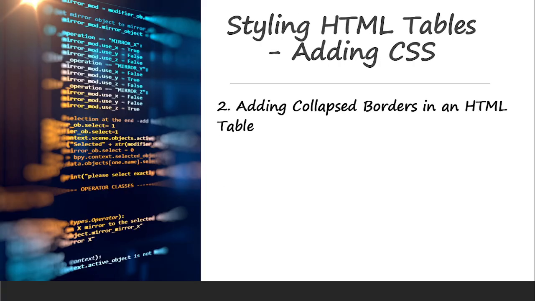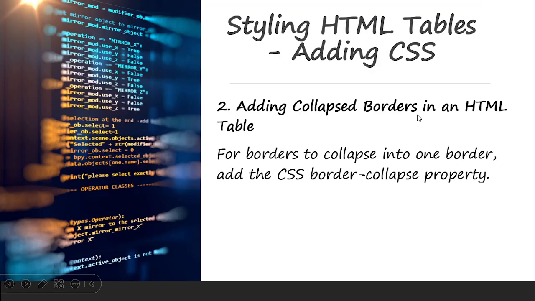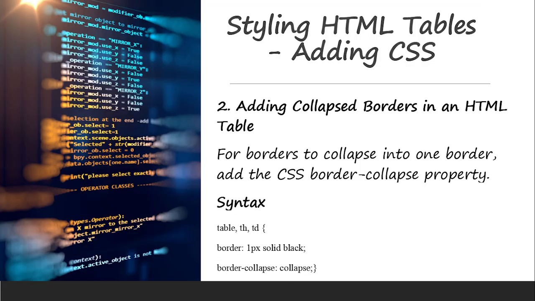Moving on, the second styling you can add is adding collapsed borders in an HTML table. This is the other styling which you can add for borders to collapse into one border. Now all of this we will see in the activity, but here we're talking about the theory part. So for the borders to collapse into one border, just add the CSS border-collapse property, and you'll see that when we're doing the activity, but the syntax looks like this. Table head, then table data, then the border 1 pixel solid black, then you add the border-collapse, that is you add collapse. So that's how it will look on your web page when you create it using the HTML tags, and you can see how it might look in your notepad.